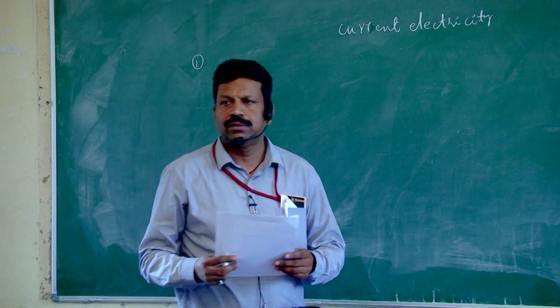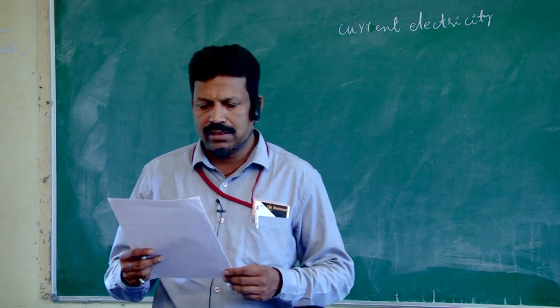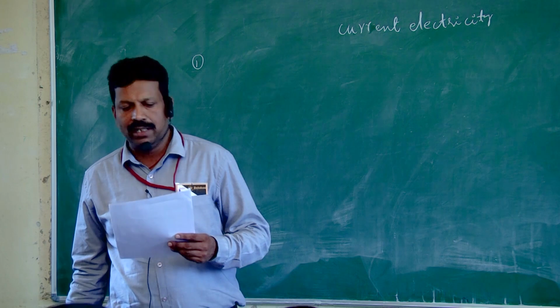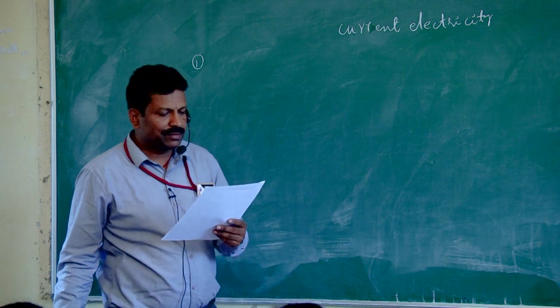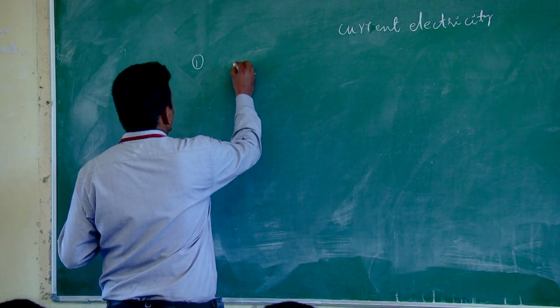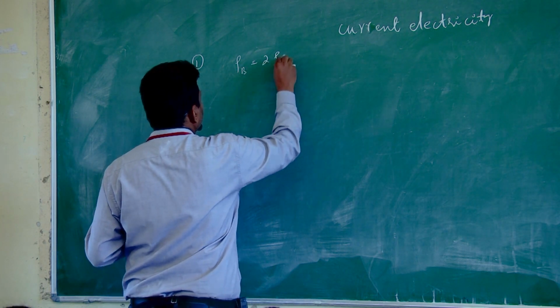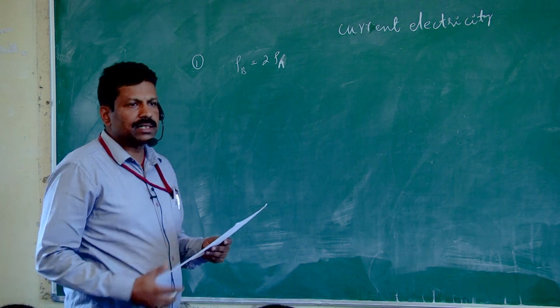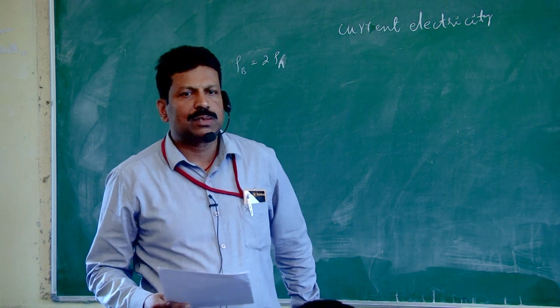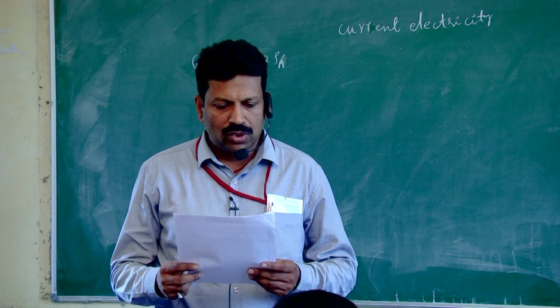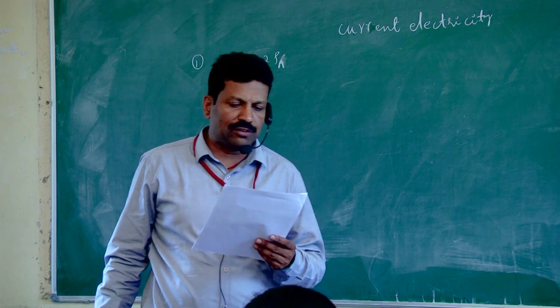Metal B has twice the specific resistance of metal A. So rho of B is equal to twice rho of A. Specific resistance, you all know that, right? Specific resistance or resistivity is one and the same. So metal B has twice the specific resistance of metal A.